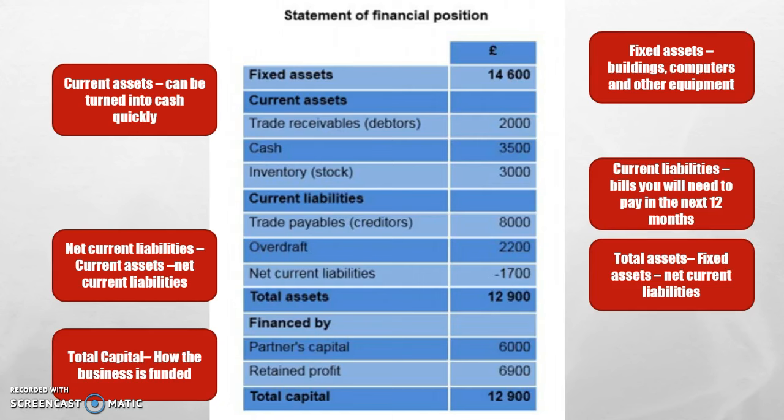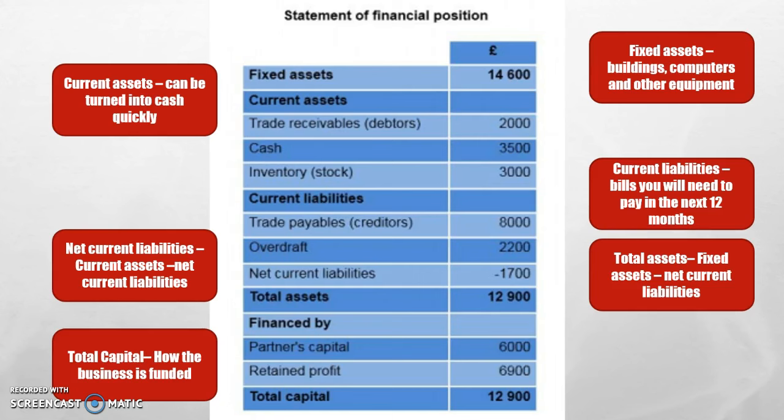Okay, hopefully you were able to work it out. It is our current assets added together. So in this case, we've got £8,500 worth of current assets, so money that we expect to receive in 12 months. The current liabilities add up to 10,200. That's money we're going to have to spend within the next 12 months. So 8,500 take away 10,200 leaves our net current liabilities, or our working capital.